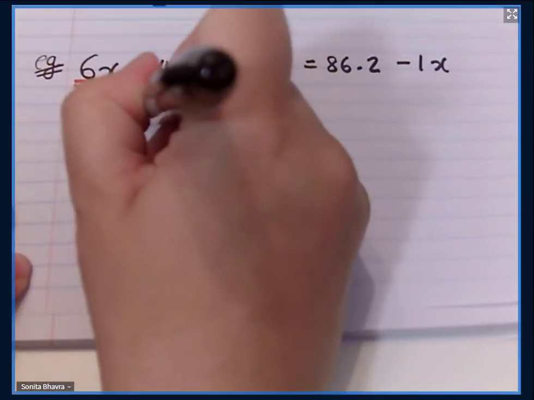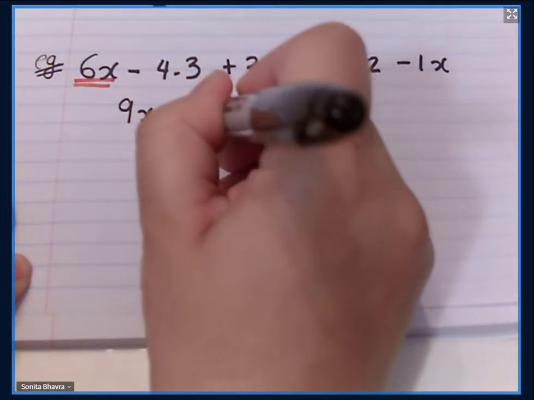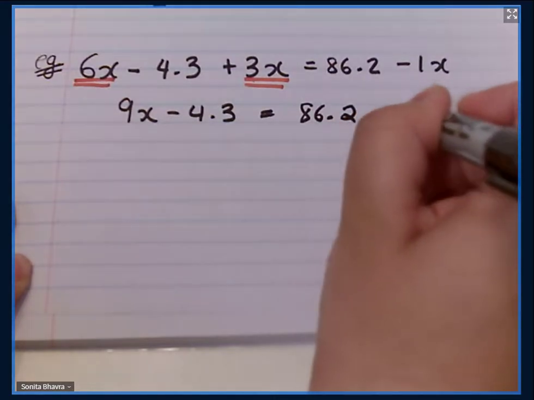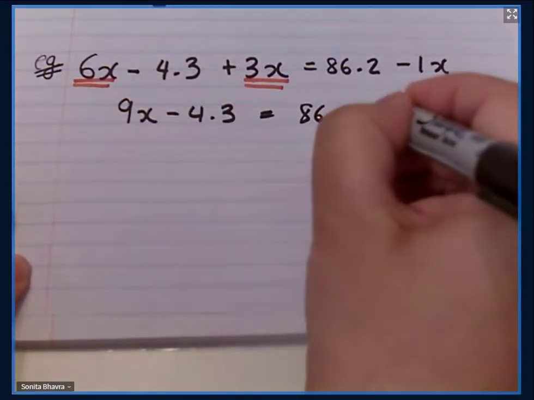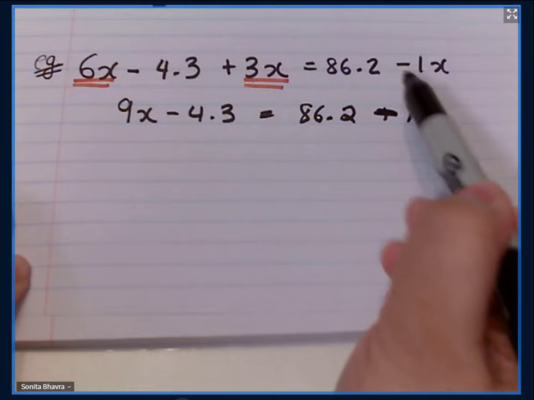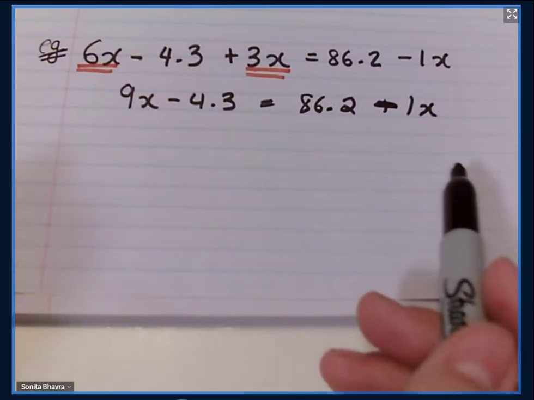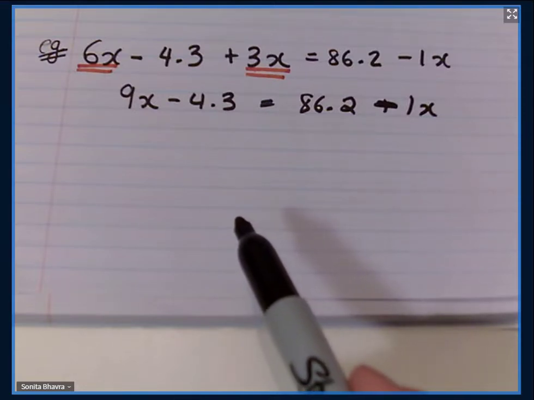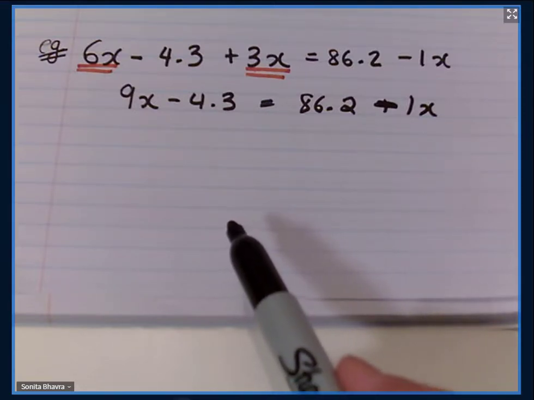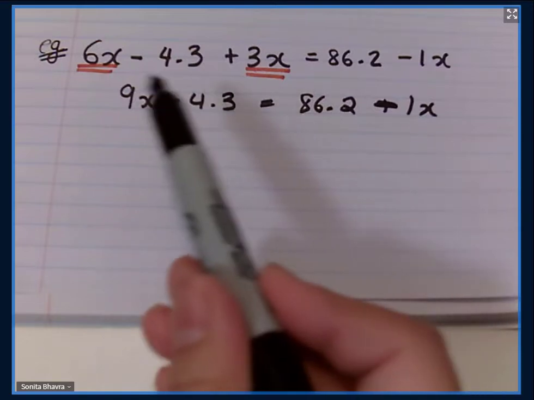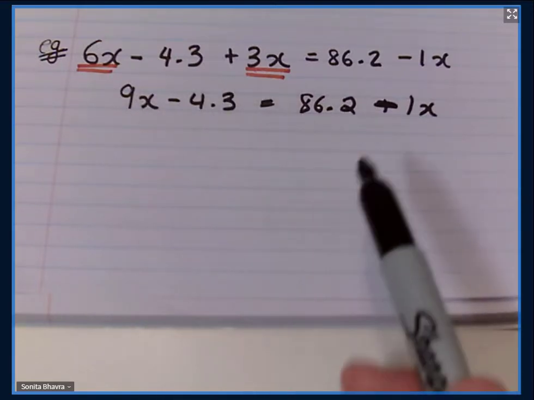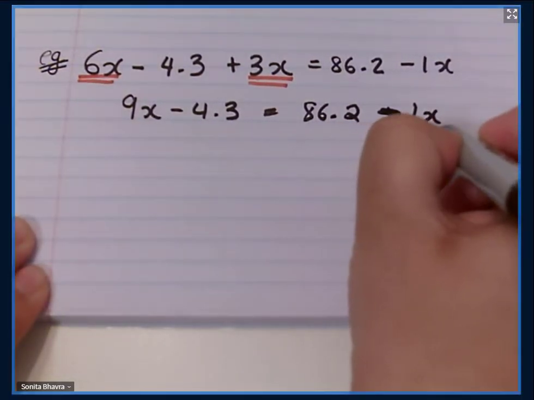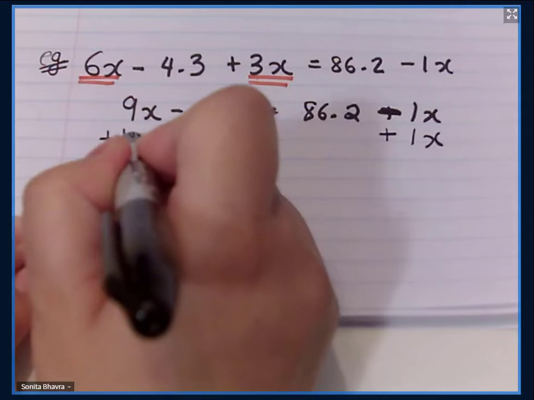And then I have minus 4.3, and then it's equal to 86.2 and plus 1x. Oops, sorry, that's a minus 1x. All right, so now it looks similar to the equation that we had just done previously, the first example. Because I want to collect my x's on the left-hand side and my numbers on the right-hand side, I'm going to add the 1x to both sides.